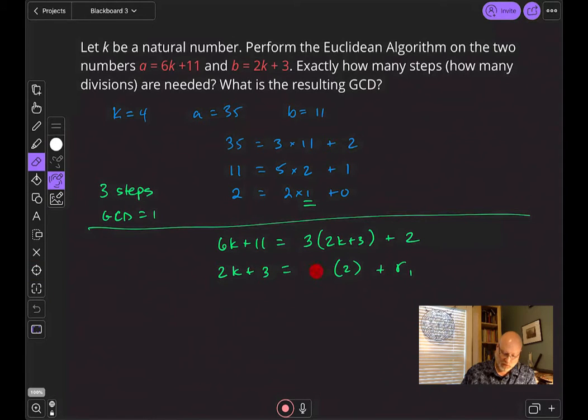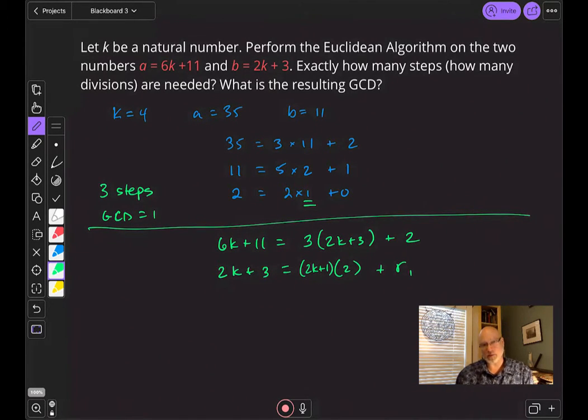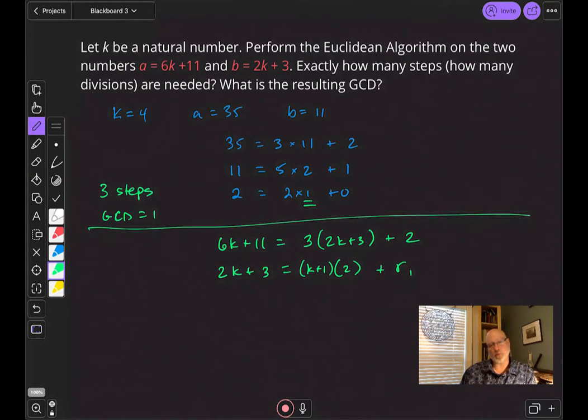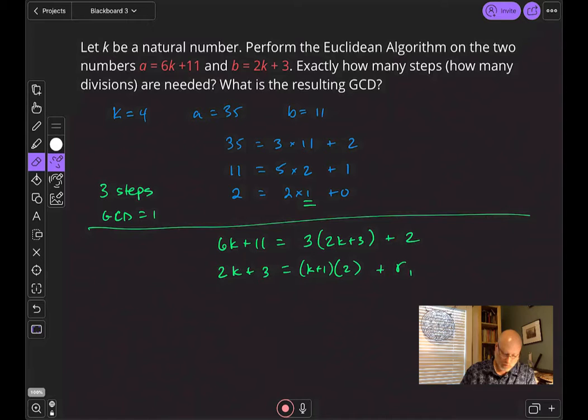So I'll take out my q2, and I'll put in k plus 1. I meant that to be k plus 1. That makes more sense. So 2 times k is 2k, and then we have plus 1 times 2, so that's 2. It looks like our remainder is going to be 1.